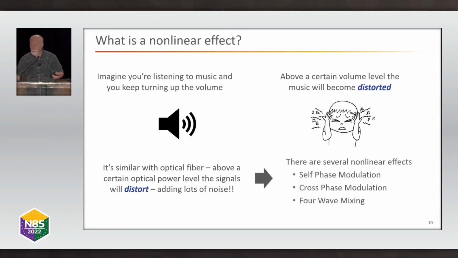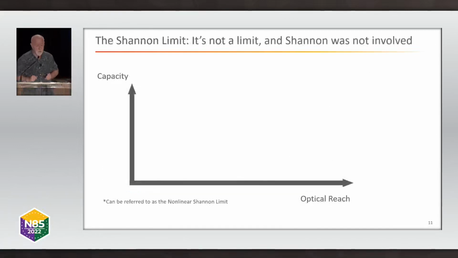And there are several different nonlinear effects. I'm not going to go into them because they are all bad, right? We want to avoid them if we possibly can. Now, the Shannon limit that some people talk about, when we're applying this term to optical fiber, I would suggest to you that it's not really a limit and Shannon was not involved because he wasn't working with a nonlinear medium. So what am I talking about here?